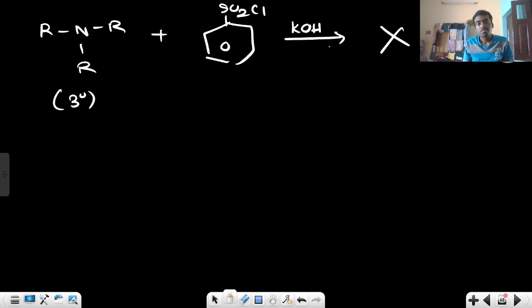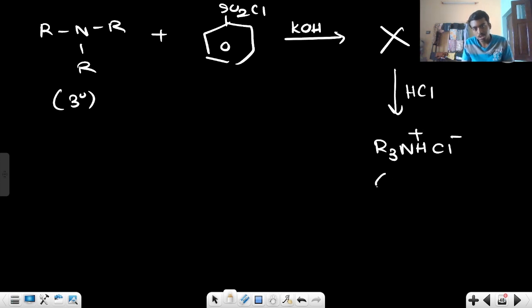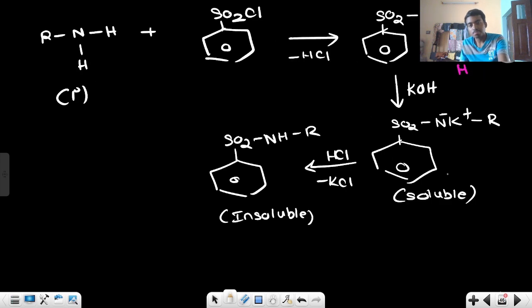Anyway, so no reaction happens with KOH, but if I pass this on to the next step, that is with HCl, then I will get a soluble product. Why? This lone pair is there, and HCl's H is acidic because Cl is very electronegative, so this H comes over here. So what will happen? I am writing it in this way, R3NH plus and Cl minus. This is soluble. That is what I have written.